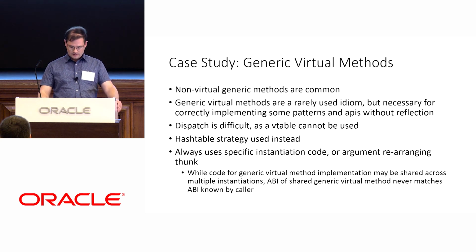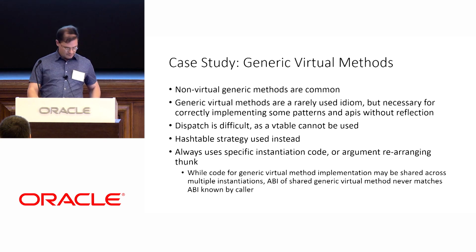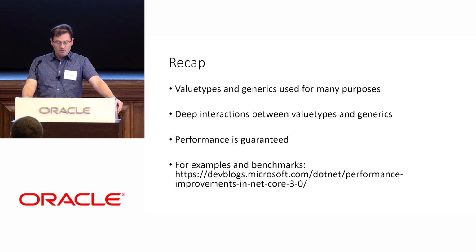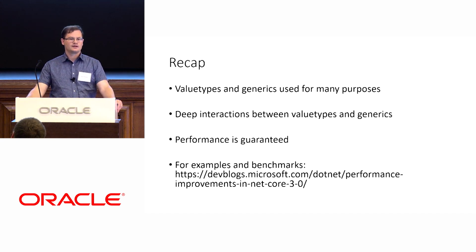I think we're actually at 45 minutes, so I'll just break straight to the conclusion: we can use value types and generics for many purposes. They're very useful. There are some real significant interactions between the two. In .NET, when we use value types and generics together, or really just value types or just generics, there are a collection of performance guarantees about how exactly the code is expected to execute.